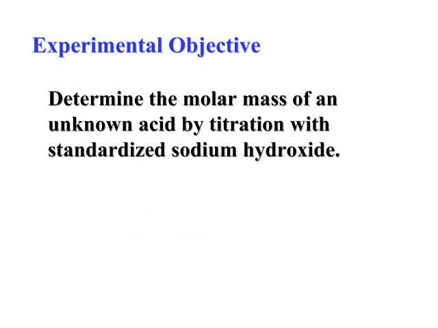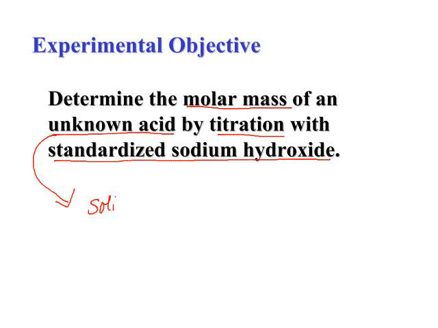The experimental objective, or the purpose of this experiment, is to determine the molar mass of an unknown acid by titrating it with a standardized sodium hydroxide solution. The acid that you are using is a solid acid, so you will find the mass of it prior to using your sample.